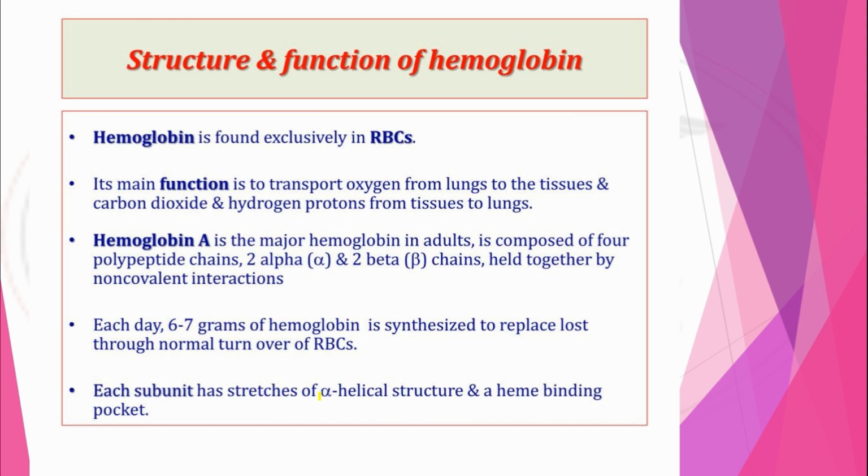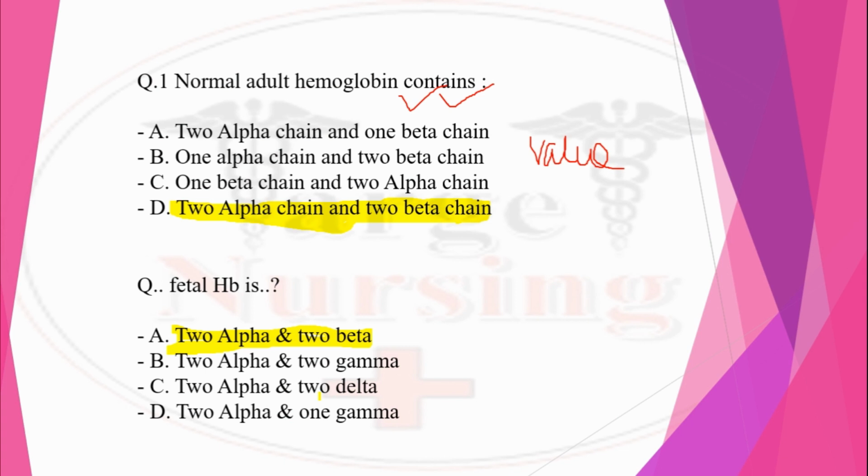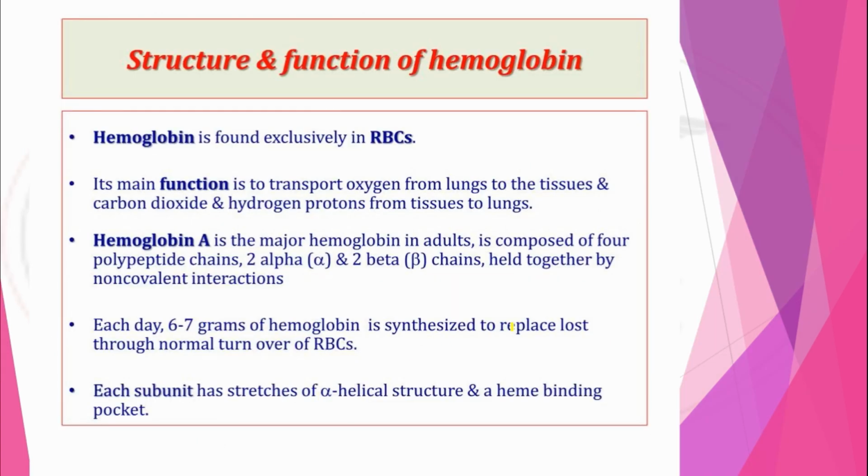So what was the question? Normal adult hemoglobin contains 2 alpha and 2 beta chains. These polypeptide chains are held together by covalent interactions. Each day 6 to 7 grams of hemoglobin is synthesized to replace what is lost through normal turnover of RBCs. Each subunit has a stretch of alpha helical structure and a heme binding pocket.